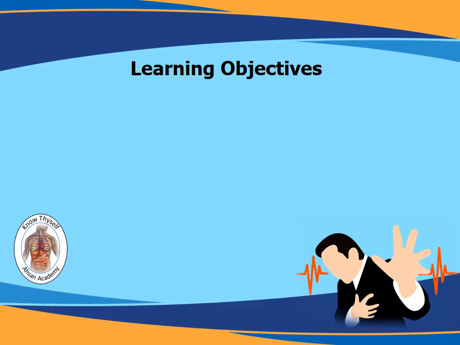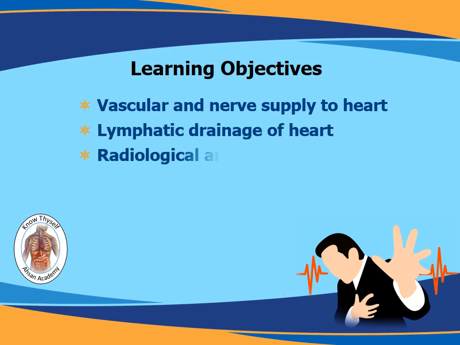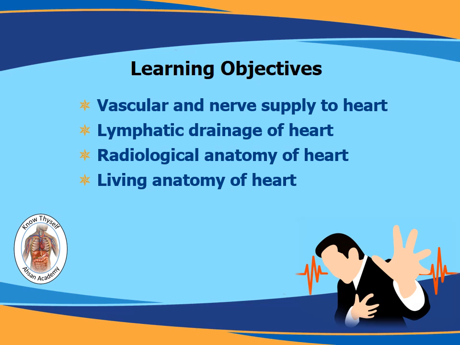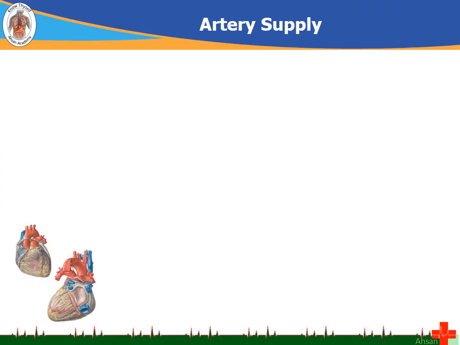Let us fix the objective of this part of the presentation. Here in this part, I will discuss the vascular and nerve supply of the heart, the lymphatic drainage of the heart, radiological anatomy of the heart, living anatomy of the heart, that is the surface anatomy of the heart, and at every stage I will try to correlate the anatomy with the clinical aspects.